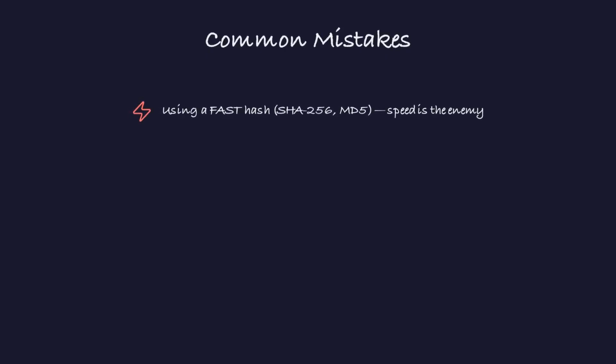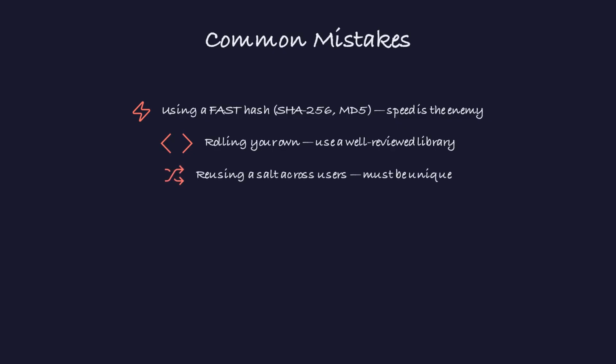The mistakes that turn a good algorithm into a broken implementation. 1. Using a fast hash like SHA-256 or MD5. For passwords, speed is the enemy here. 2. Rolling your own scheme. Don't hand-implement salting or invent something clever. Cryptography you write yourself is cryptography you break yourself. 3. Reusing a salt across users. It must be unique per user, or rainbow tables come right back. 4. Never raising your work factor as hardware improves.